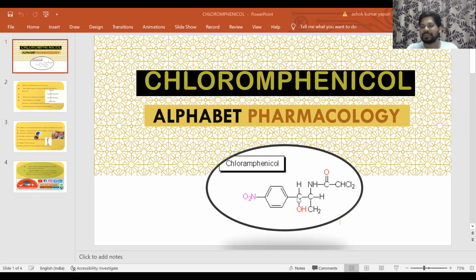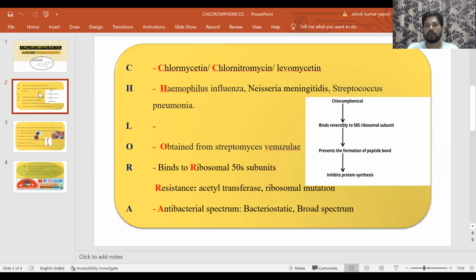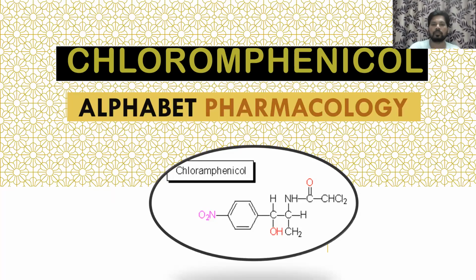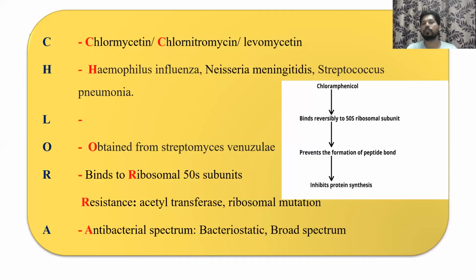So here our main focus is on the pharmacology. So let's see the alphabet pharmacology of chloramphenicol. I hope you know alphabet pharmacology means based on its letters, we will discuss the things. For example, in chloramphenicol, the first letter is C.